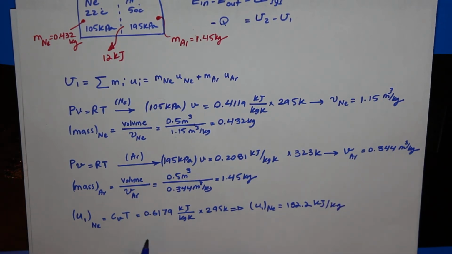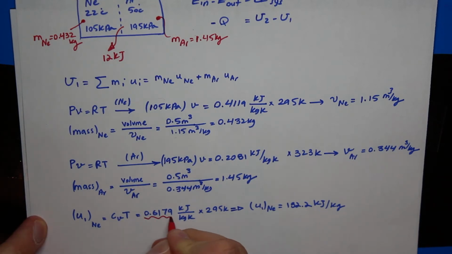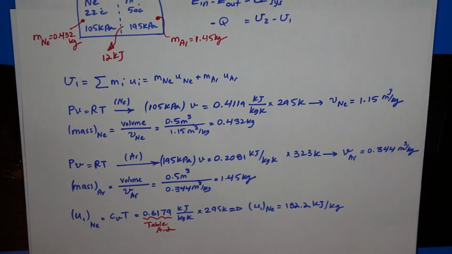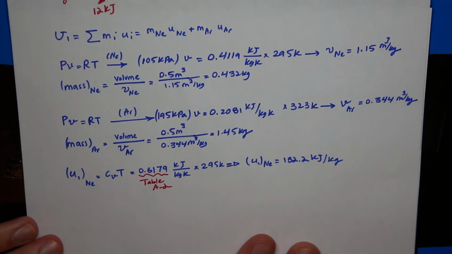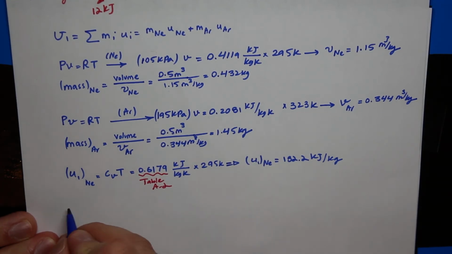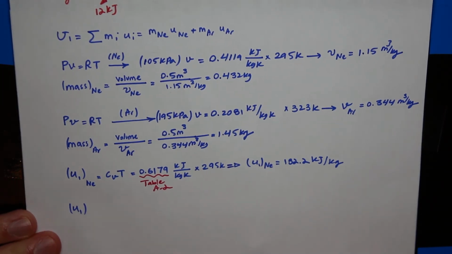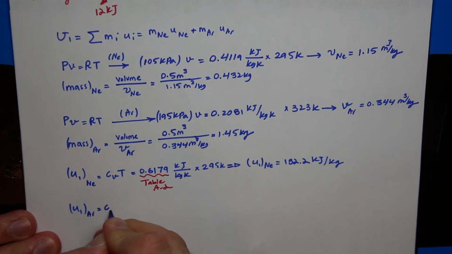Okay, now in case you're asking where I found this, it comes from table A2. Table A2, and that is CV for neon gas. Now I also find the internal energy in state 1, meaning before the membrane breaks, but this time for argon, and that is CV, the specific heat at constant volume for argon, multiplied by its temperature.